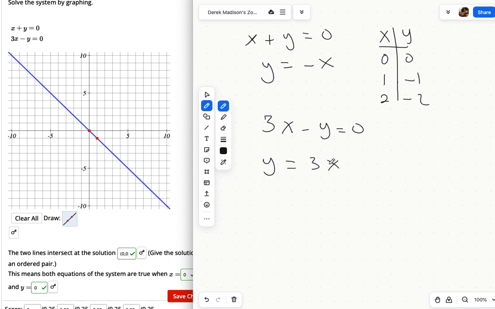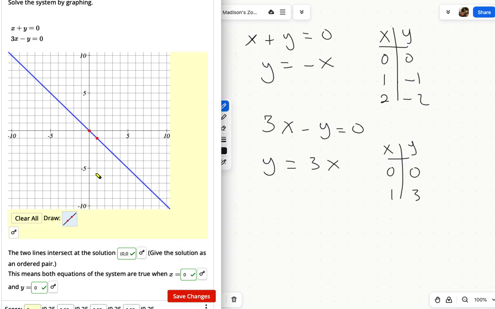So this would have a y-intercept of 0 as well, because the b here is 0 and the slope of 3. But if you preferred, you could still make a table. When x is 0, y is 0. When x is 1, y is 3. So there's that slope of 3 that we can see by looking right here.